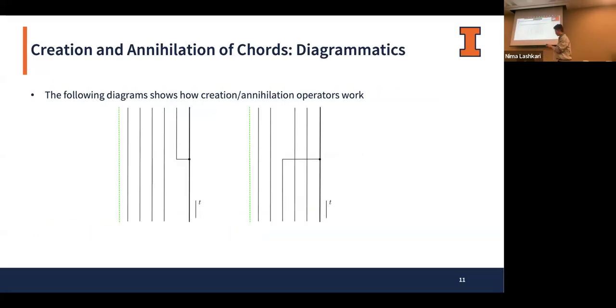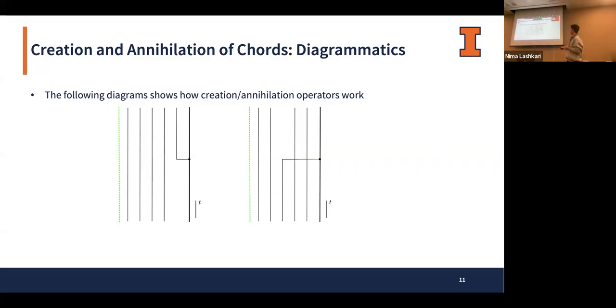Their action actually looks like this. The creation operator just creates a chord on the right, and the annihilation operator just annihilates an arbitrary one of the existing chords from the existing state. Here I'm showing the case where it's annihilating this chord. But remember that when you act with the annihilation operator on the right, you actually get a linear combination, because it can annihilate all possible chords. It annihilates, for example, this chord, this chord, this chord, and you have to add up all the contributions.